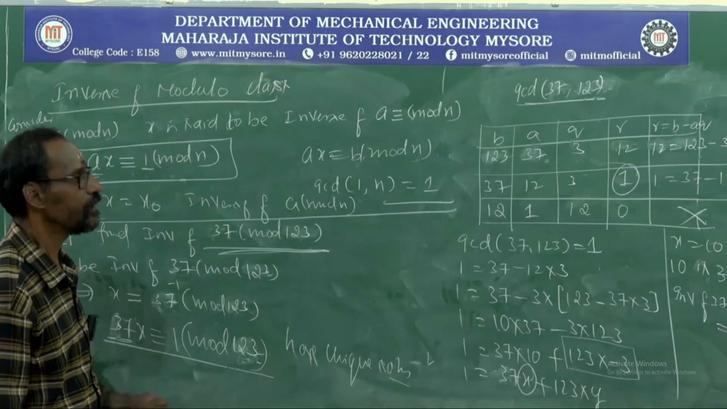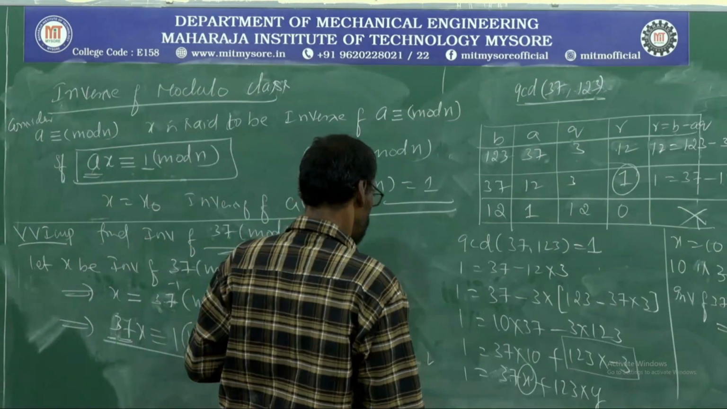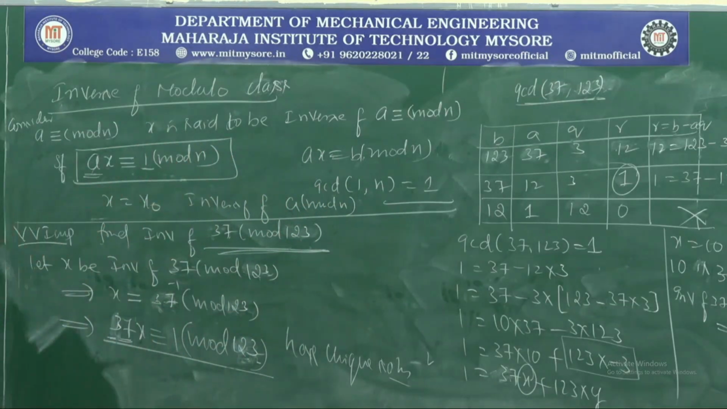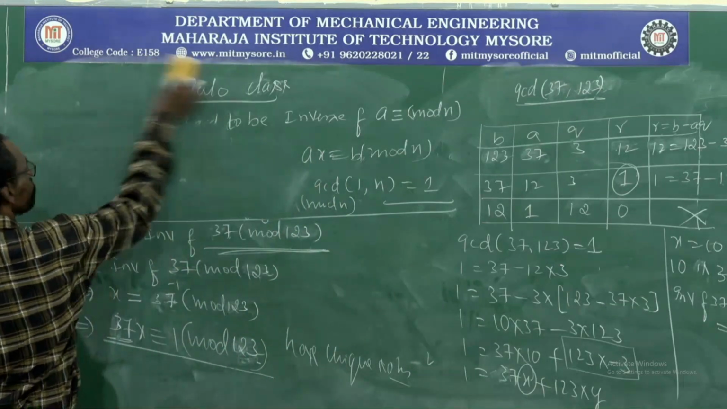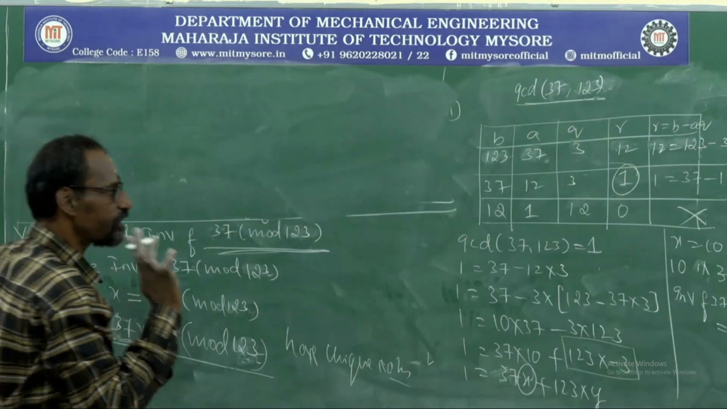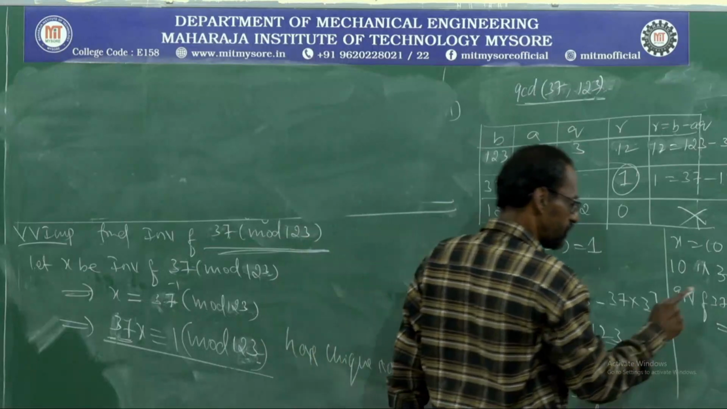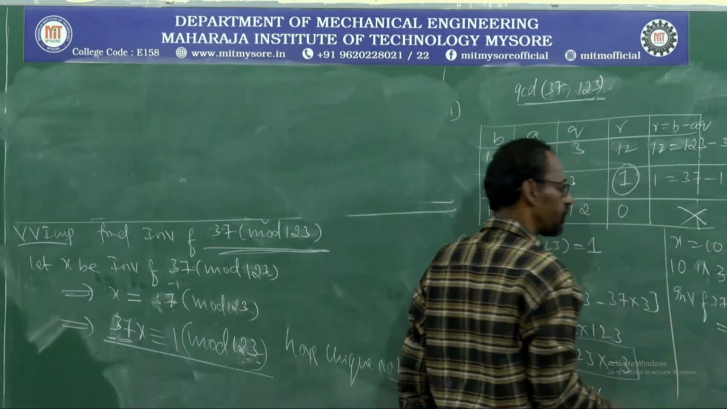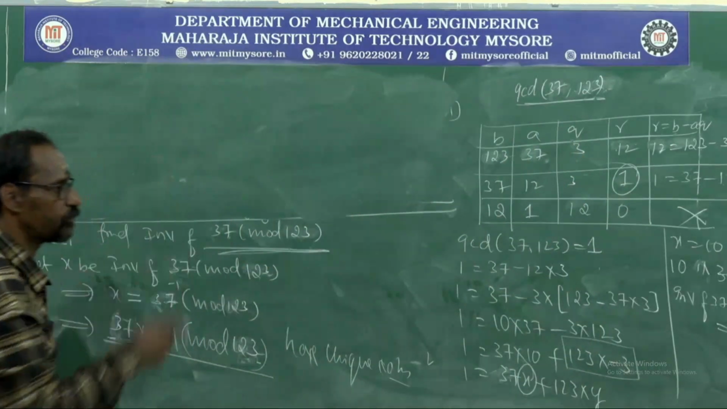If you want, you can cross check. How to cross check whether 10 is a valid number or not? I will erase here and I will show you. What is the inverse? When you multiply this number with the given number and divide by 123, I should get the answer 1. The remainder should be 1.